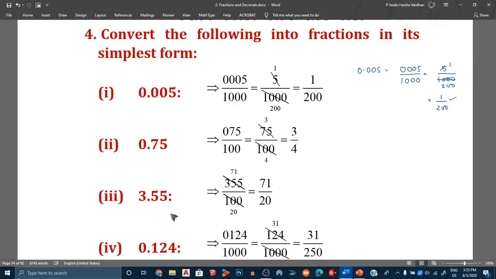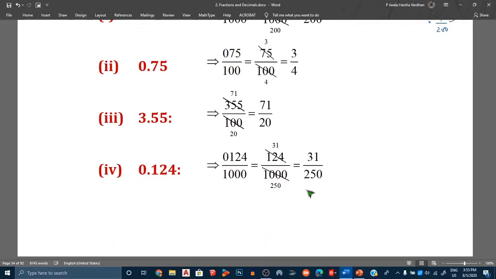Here it is 3.55, which is 355 by 100. Now you can cancel this with the 5 table. 5 71s are 355, 5 20s are 100, so 71 by 20.